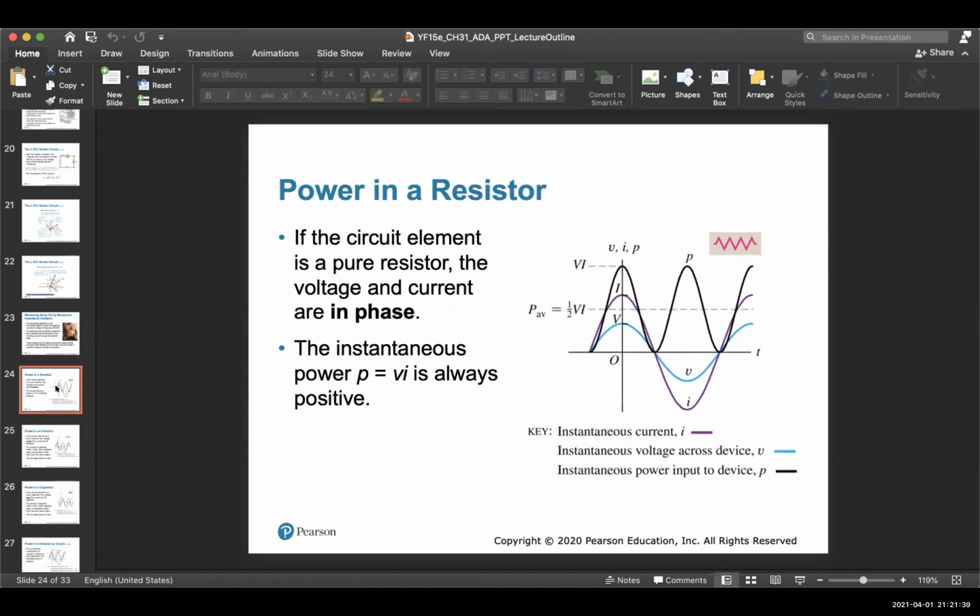Instantaneous power is always positive because the current and the voltage are in phase. If one of them is negative, so is the other one. So the product will always be positive.